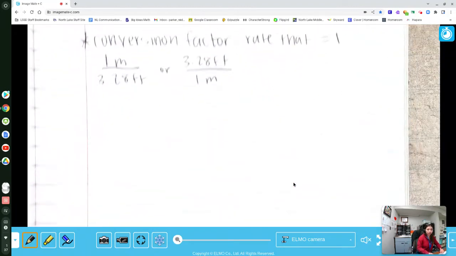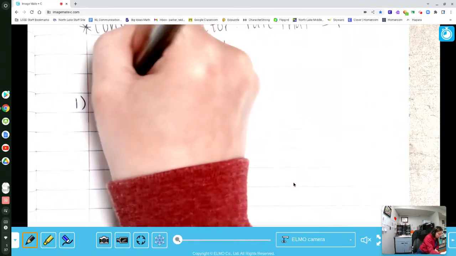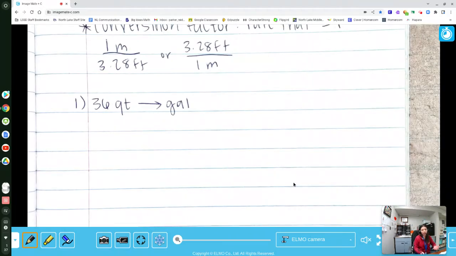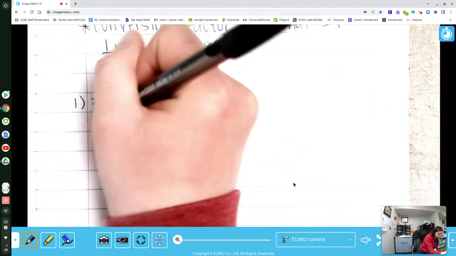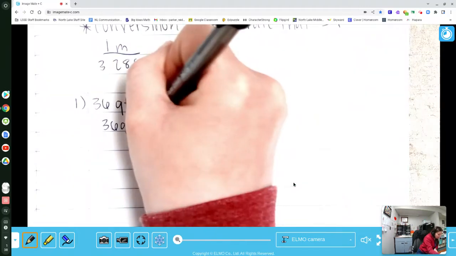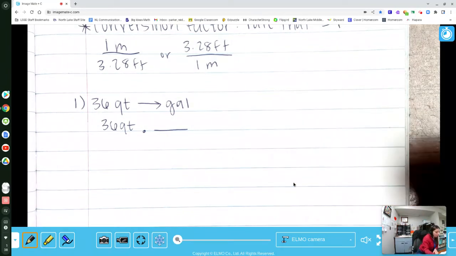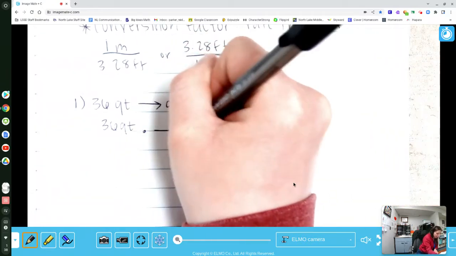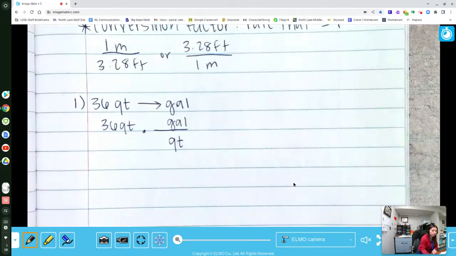So we're just going to go into some examples. In example 1, I'm going to be converting 36 quarts into gallons. So the way this is going to work is I'm always going to take my starting amount and my unit, so 36 quarts, and I'm going to be multiplying this by a conversion factor, by a rate that equals 1. I'm going to find that on my reference sheet. Now, when I do this, I want to find some sort of conversion factor where I can end up with the number of gallons and the number of quarts compared, and I want quarts to be on the bottom.